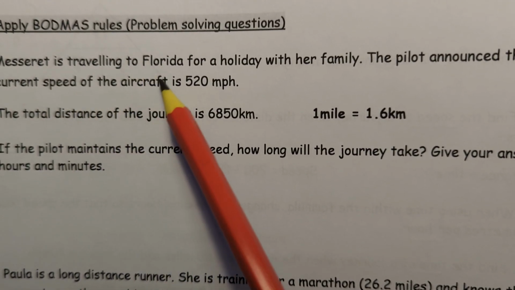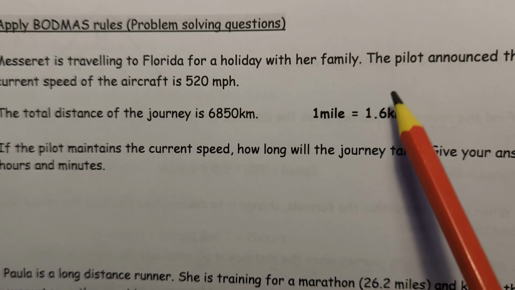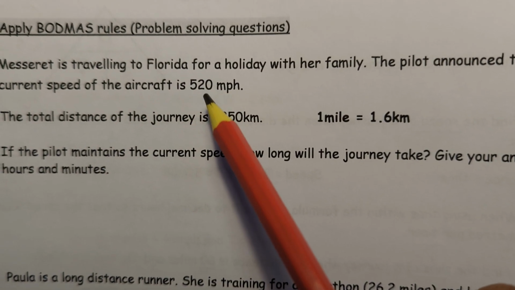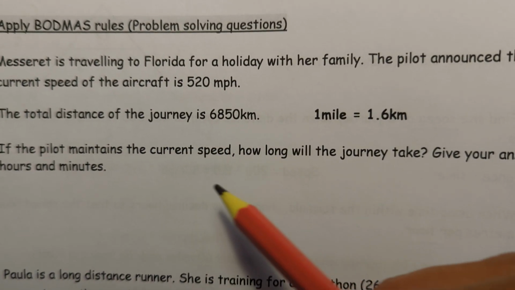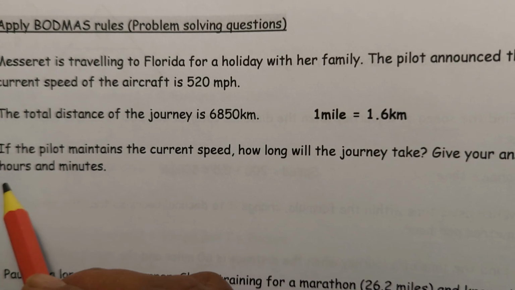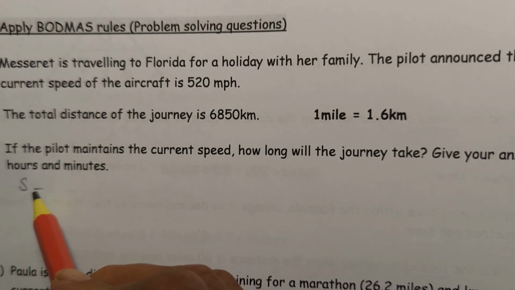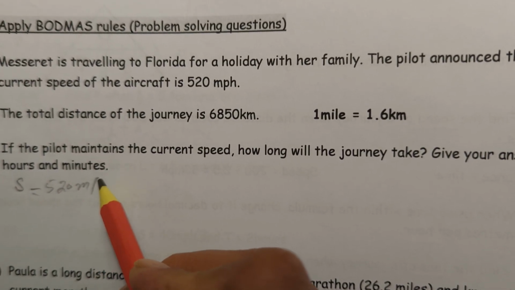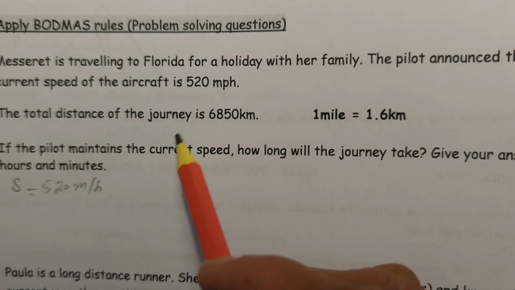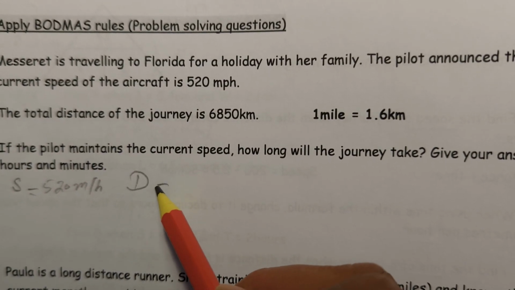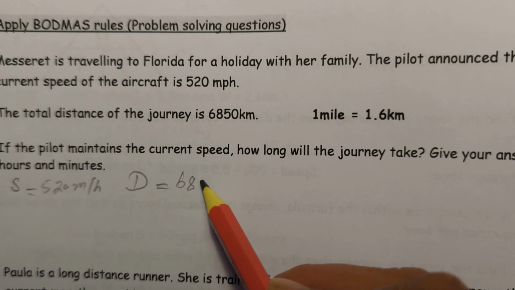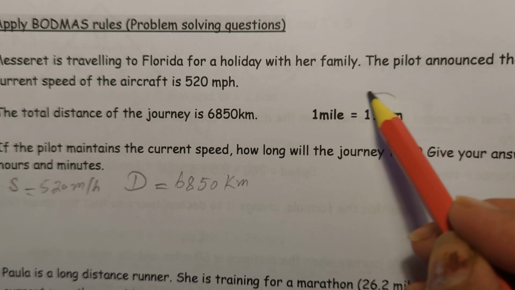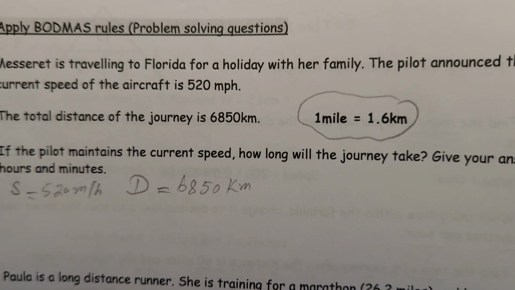Messrs is traveling to Florida for a holiday with her family. The pilot announced that the current speed of the aircraft is 520 miles per hour. So in this case, speed is 520 miles per hour. The total distance of the journey is 6850 kilometers. One hint is given that 1 mile is equal to 1.6 kilometers.